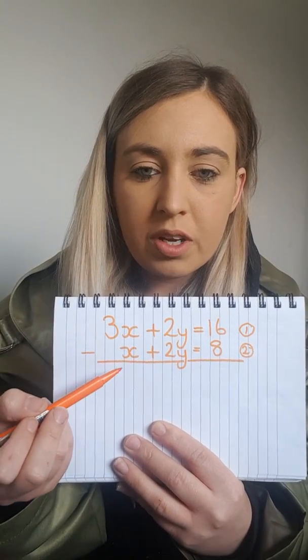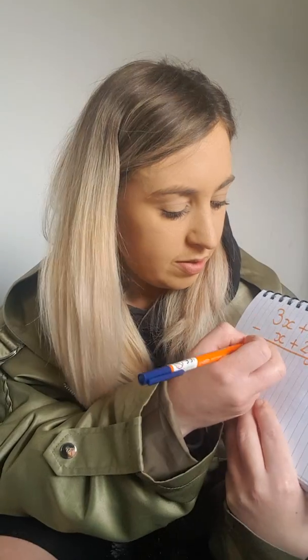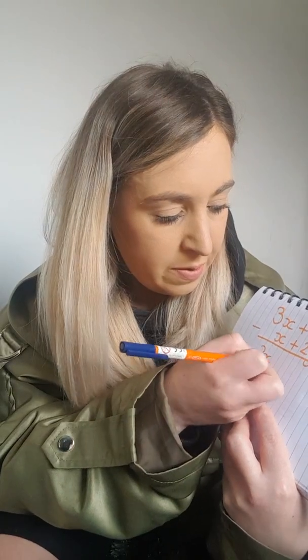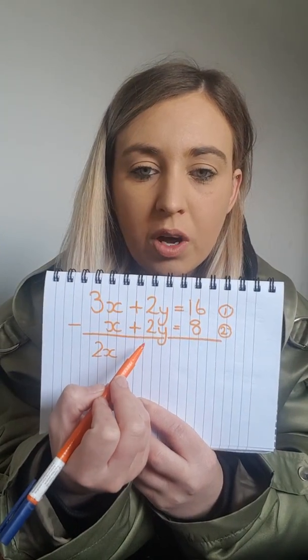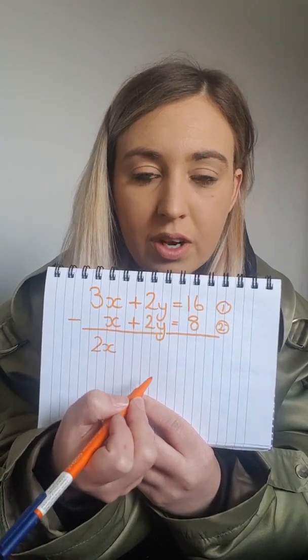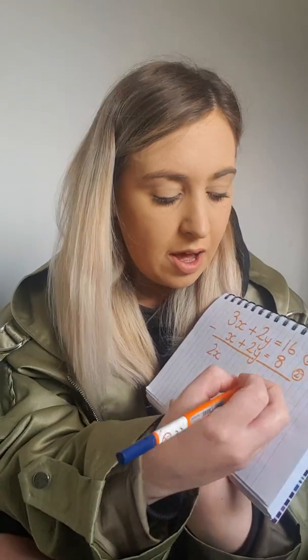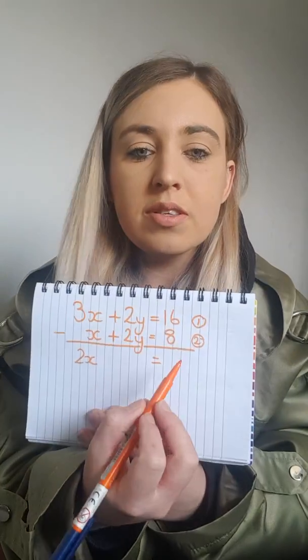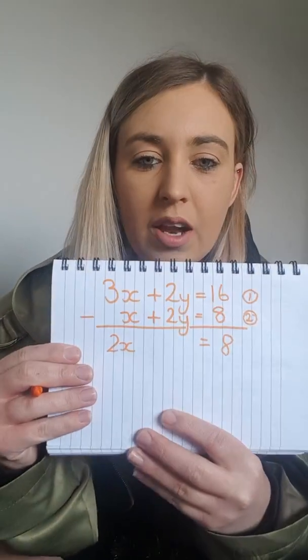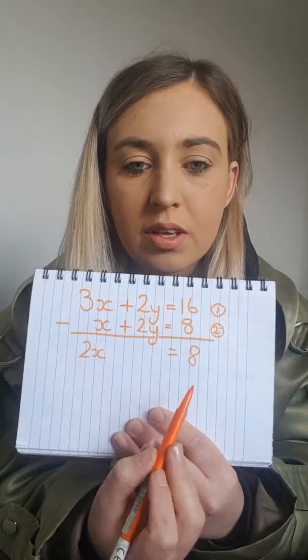So 3x minus x will leave me with 2x's. 2y minus 2y, we'll get rid of it. We'll have nothing left, so that will eliminate. And then on the other side of the equation, 16 minus 8 will leave me with 8. So that now means I'm left with 2x equals 8.